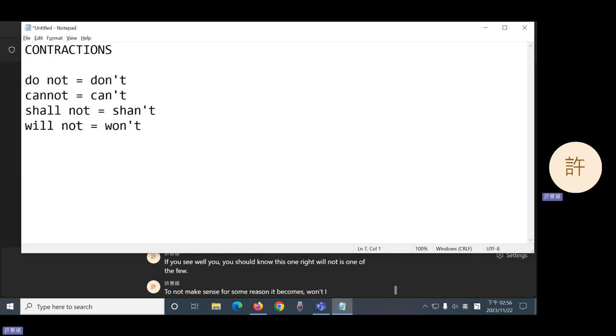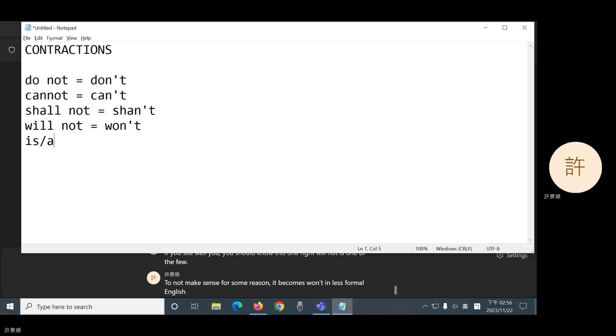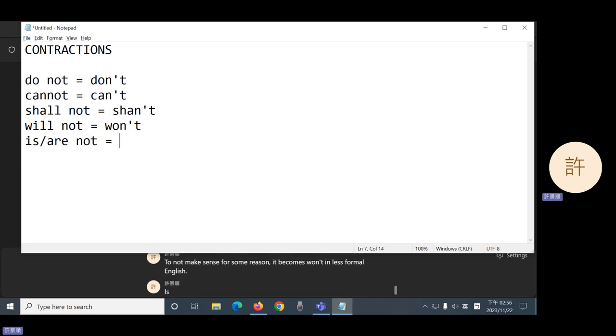In less formal English, is not or are not can sometimes be contracted to ain't. Many people will say this is not correct, but in fact, it is correct. It's just informal.